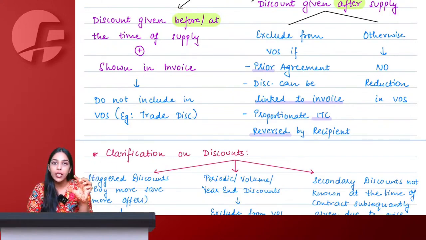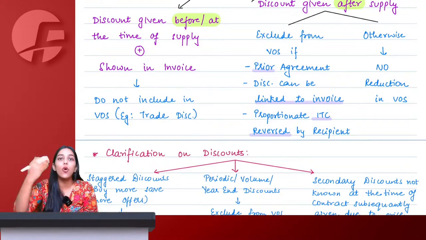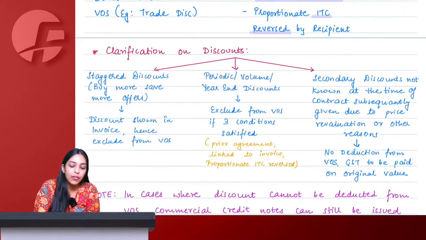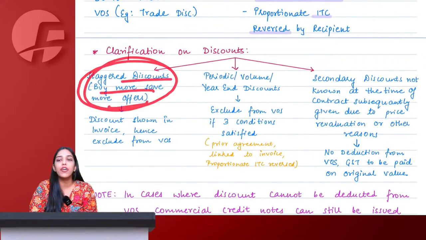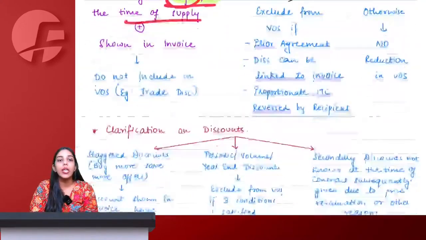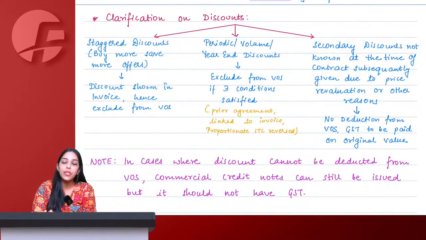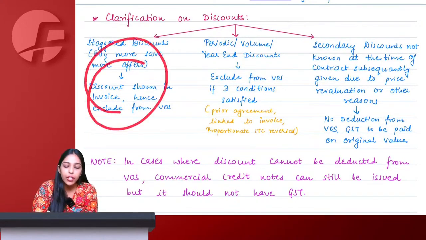If any of these three conditions is not fulfilled, then in that case reduction in the value of supply will not be available for post-supply discounts, right? Like we have staggered discounts, buy more save more offers. You already know these are pre-supply discounts. At the time of supply only, you go to a mall and they say buy 3 get 1 jeans free. That is at the time of supply, shown in the invoice. Therefore you can reduce this amount.